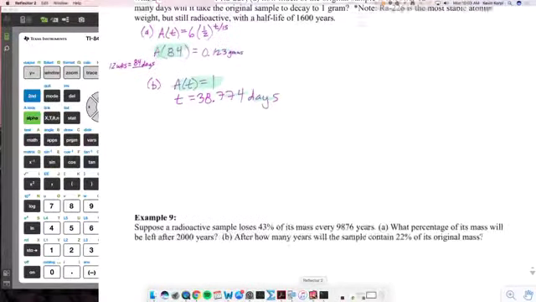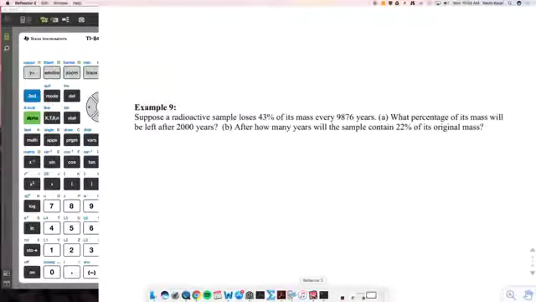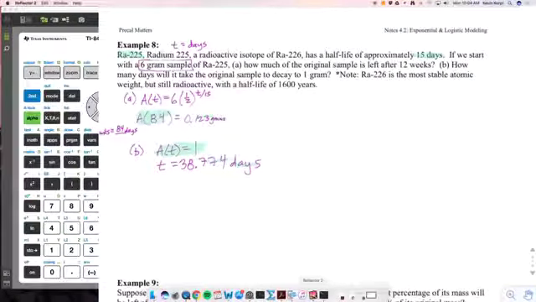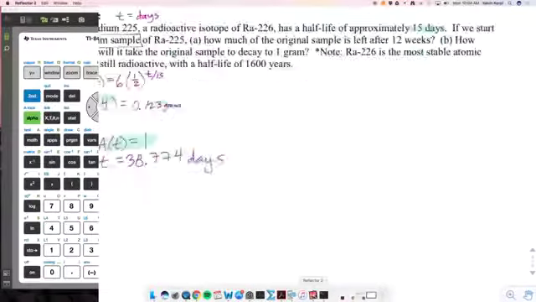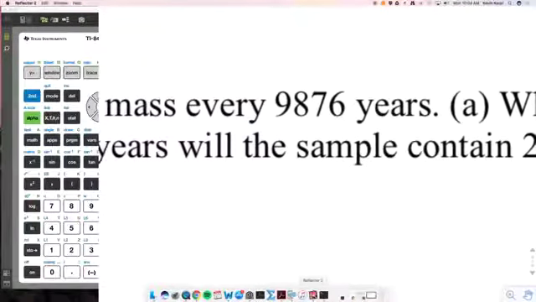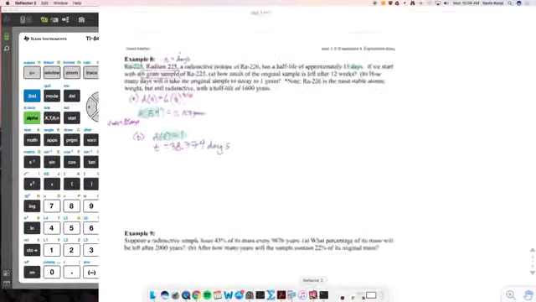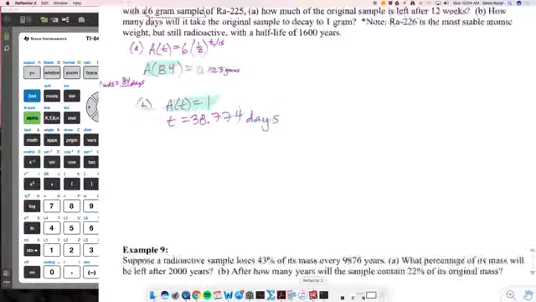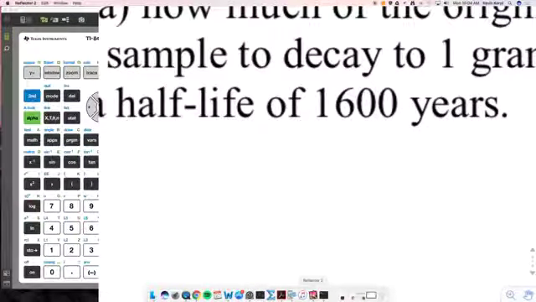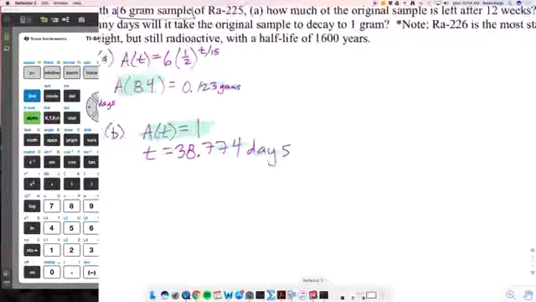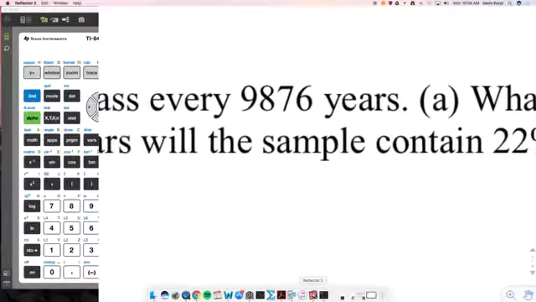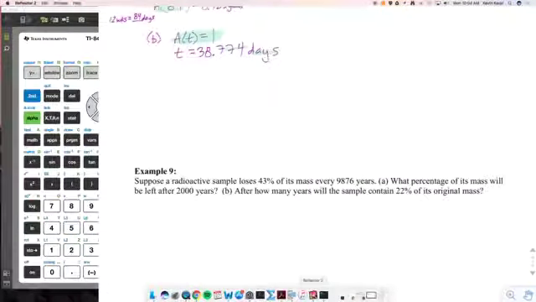No, that was example 8. We don't know what the element is. No, I don't either. It just says suppose a radioactive sample loses 43%. It could be, but I don't think it's radium-225 because it had a half-life of 15 days. This one has a half-life of 9876 years. So it can't be the same. Could it be radium-226, the most stable? No, it has a half-life of 1600. This half-life is much more stable. So this can't be radium at all.